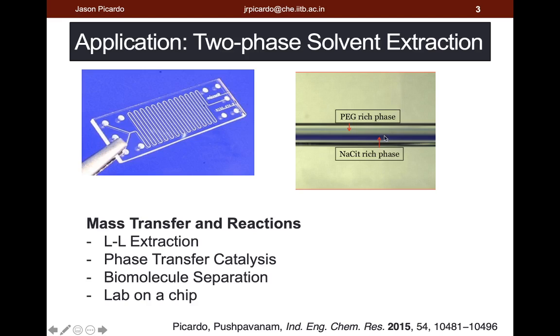So you have two phases, one of which has a solute, and the objective is that you make the solute-rich phase come in contact with some extractant phase, and the solute gets transferred to the other phase. In some cases it also undergoes a reaction in the other phase. And this is a basic operation in separation processes, in various other applications, in bioassays, etc.